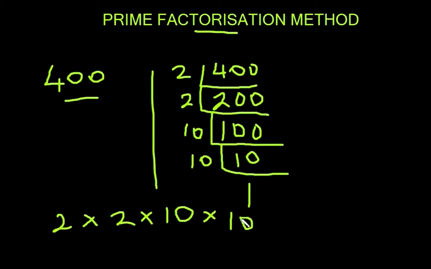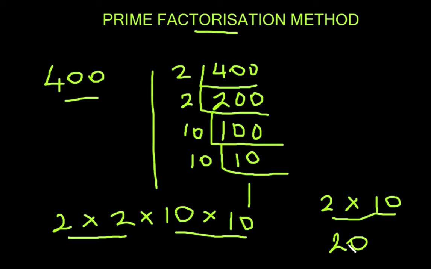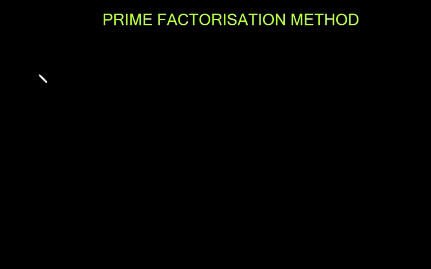Now just couple them up together. 2 into 2, just write it as only one 2, into 10 into 10, just write it as only one number, 10. Now tell me, what is 2 into 10? Yes, it is 20. That's it. We are done with the answer. What is the square root of 400? It is 20.